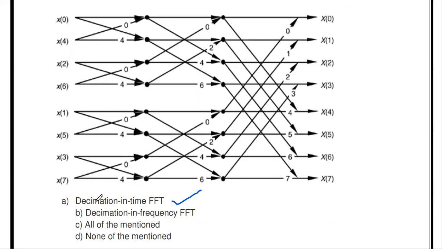So already you know, in decimation in time FFT, the given x is divided into two sequences. One is the even numbered sequence, x of 0, x of 4, x of 2, x of 6. This is the odd numbered sequence. Then the output we will get in order. This is called decimation in time FFT.